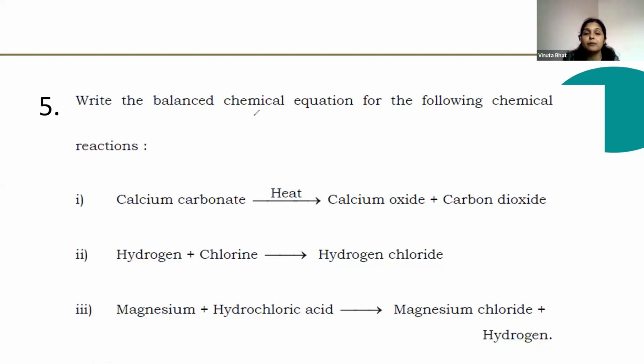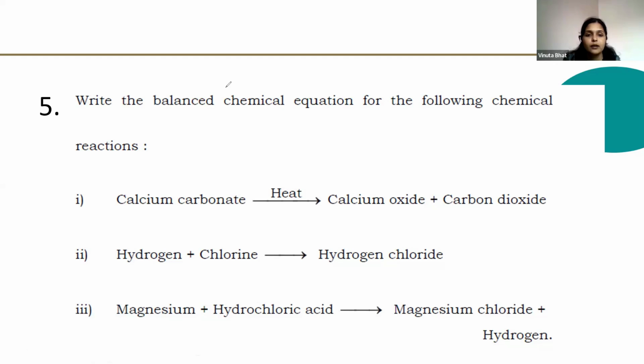Question. Write the balanced chemical equation for the following chemical reactions. You should write the chemical reaction for this given. First one, calcium carbonate, when it is heated, forms calcium oxide and carbon dioxide. Hydrogen and chlorine form hydrogen chloride. Magnesium and hydrochloric acid give magnesium chloride and hydrogen.